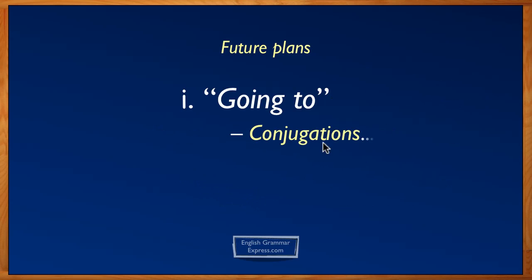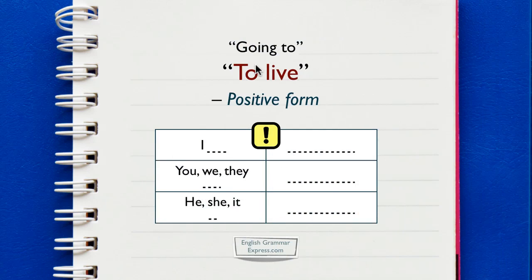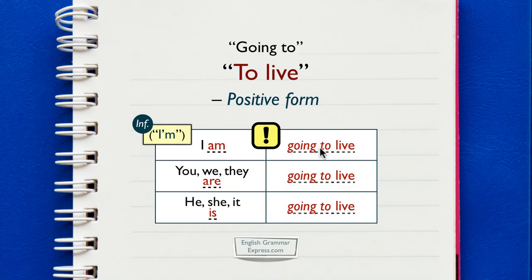So let's now look at the conjugations for going to. We're going to, as normal, use the verb to live in the positive, question, and negative forms. So, going to with the verb to live in the positive form. First of all, I something something. The answer is I am going to live. With you, we, they, it's are going to live again. And for he, she, it, we have is. He is going to live. Now, if we want to use the informal form of this, we would say I'm going to live.